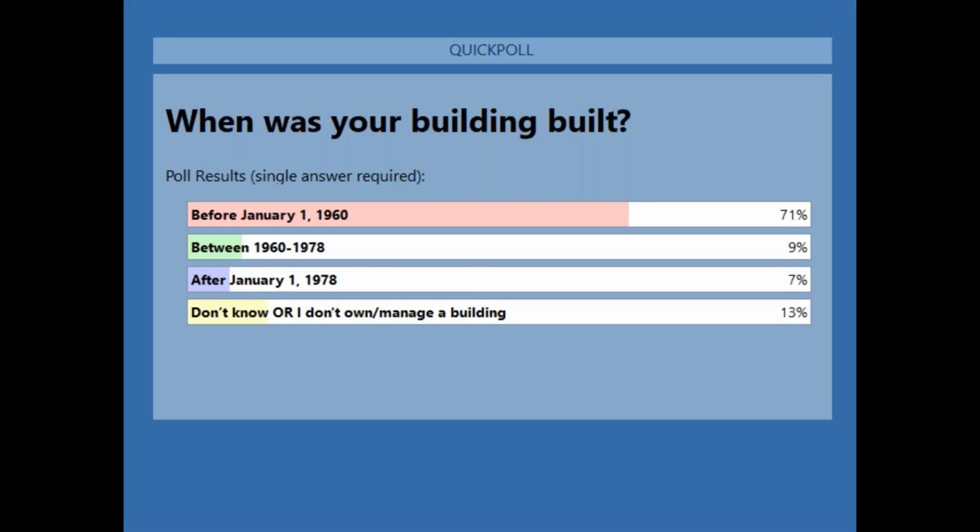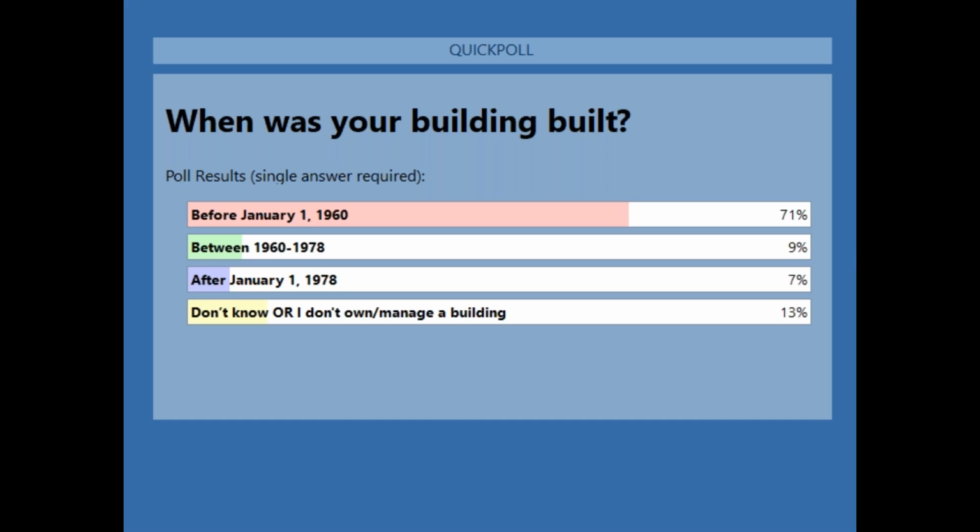All right, so 71% of us here have buildings built before January 1st, 1960. That means that Local Law 1 definitely applies in your building.